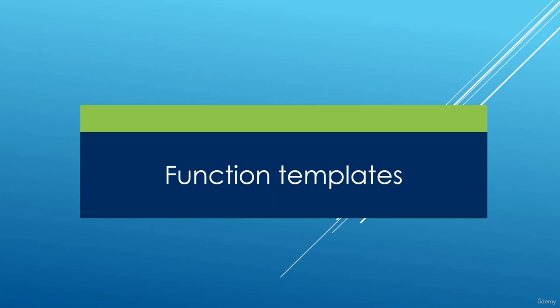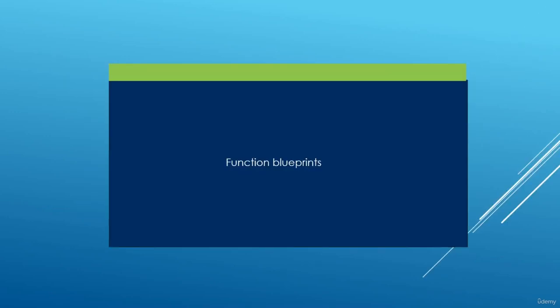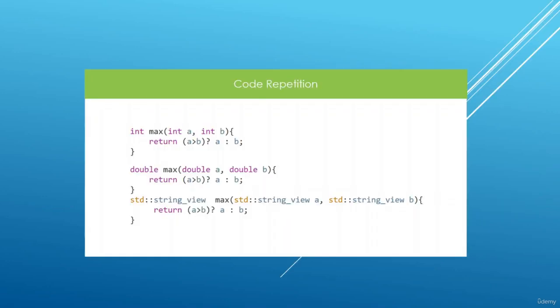Congratulations on hitting the end of this chapter. This chapter was all about templates. And we have seen that templates are a mechanism we have to set up function blueprints in our code. The main thing we saw that they solve is code repetition.